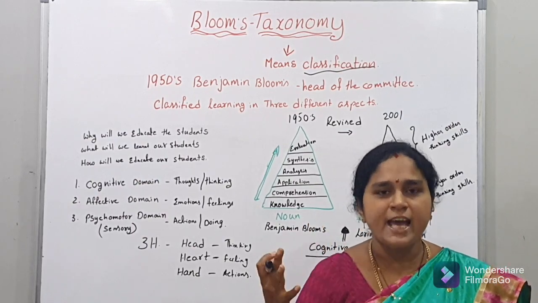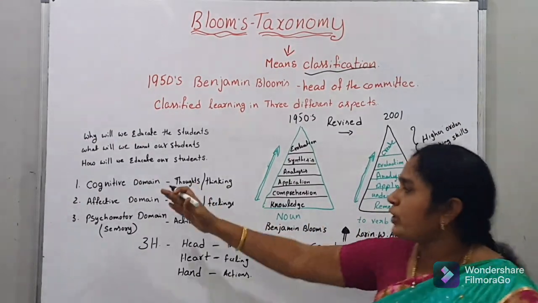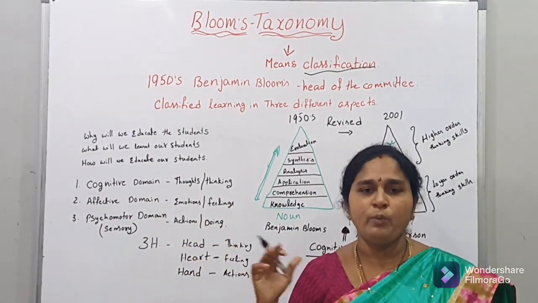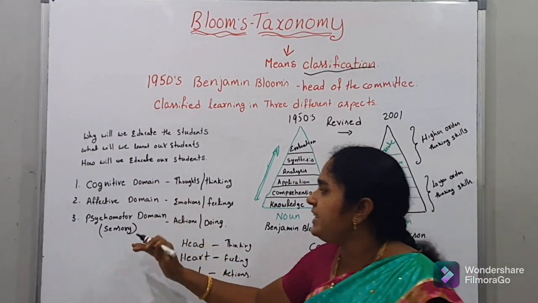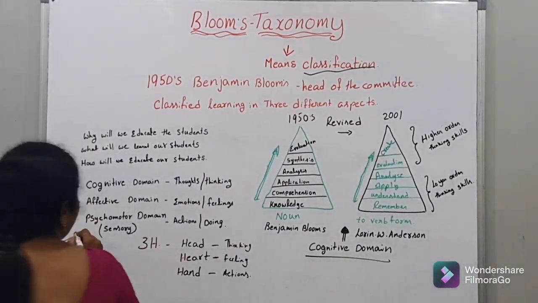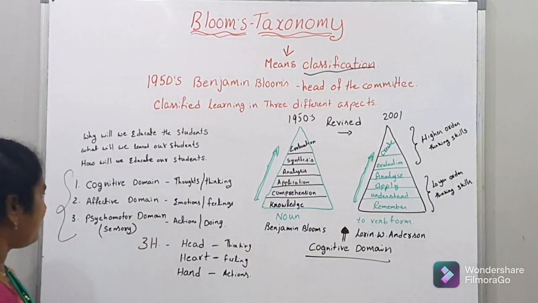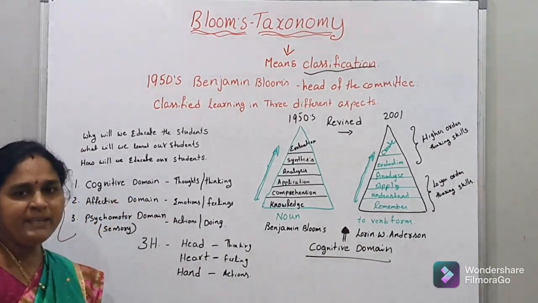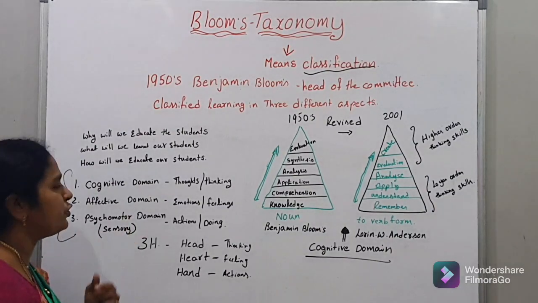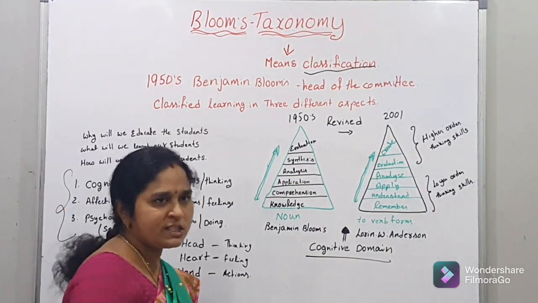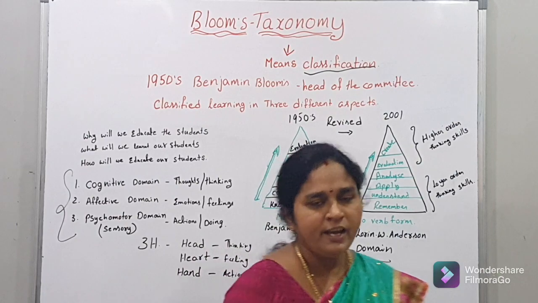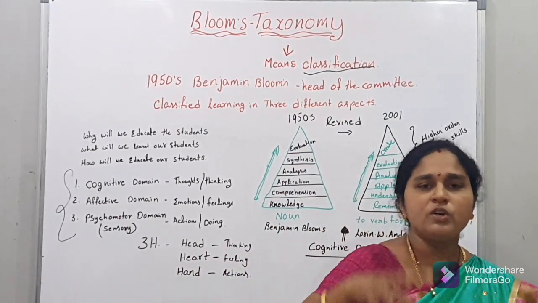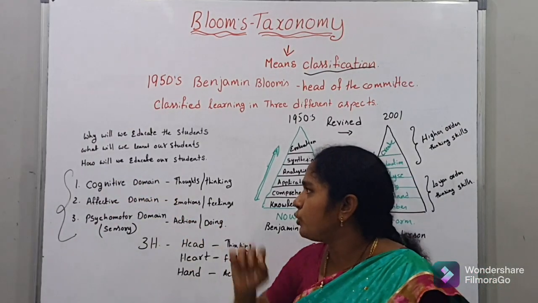What are the three different aspects? They are the cognitive, affective and psychomotor domains. These are the three different aspects: the cognitive domain, the affective domain and the psychomotor domain. We are more focused on the cognitive domain. Every learning and teaching objective is more focused on the cognitive domain.